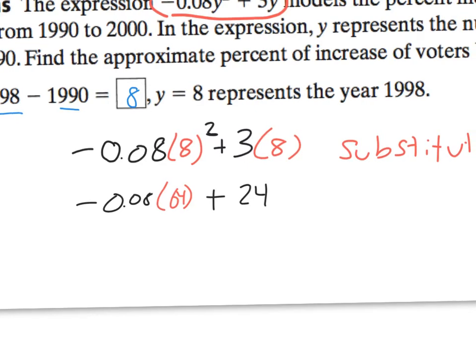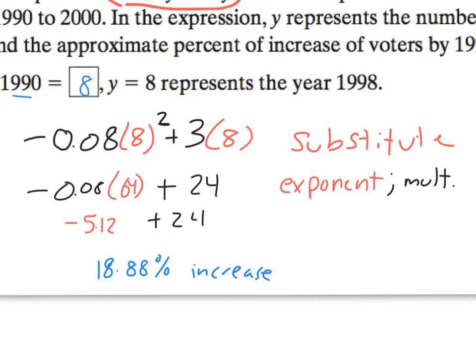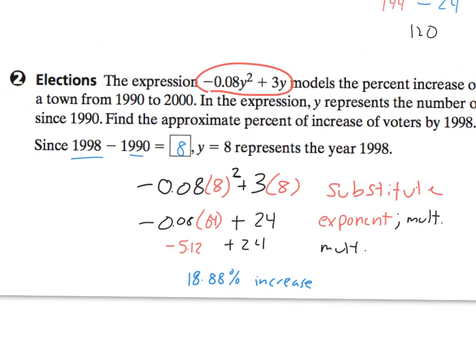So what 2 things did I do here? In the red, I evaluated the exponent. And then in the black, I evaluated the multiplication. And because they're separated by a plus sign there, I can treat them independently. So here I multiplied first to get negative 5.12, and then I combined those two to get 18.88% increase. So how do I interpret that? I could say something like this. Since 1990, there has been almost a 19% increase in voters.